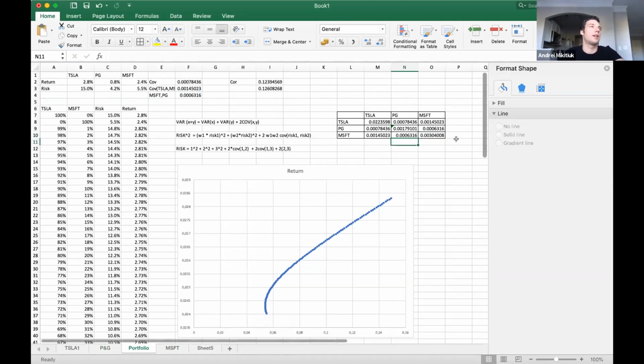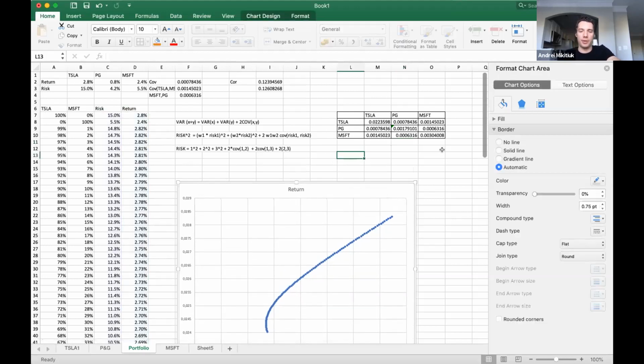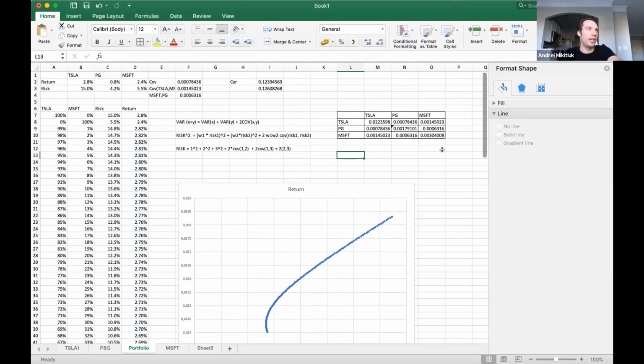So basically now, if we have weights, so the way we're going to use this, and I wouldn't be using all the combinations because it's quite tiresome, but let's simulate a few. So Tesla, Microsoft, and Tesla, Procter & Gamble, Microsoft, risk, and return.